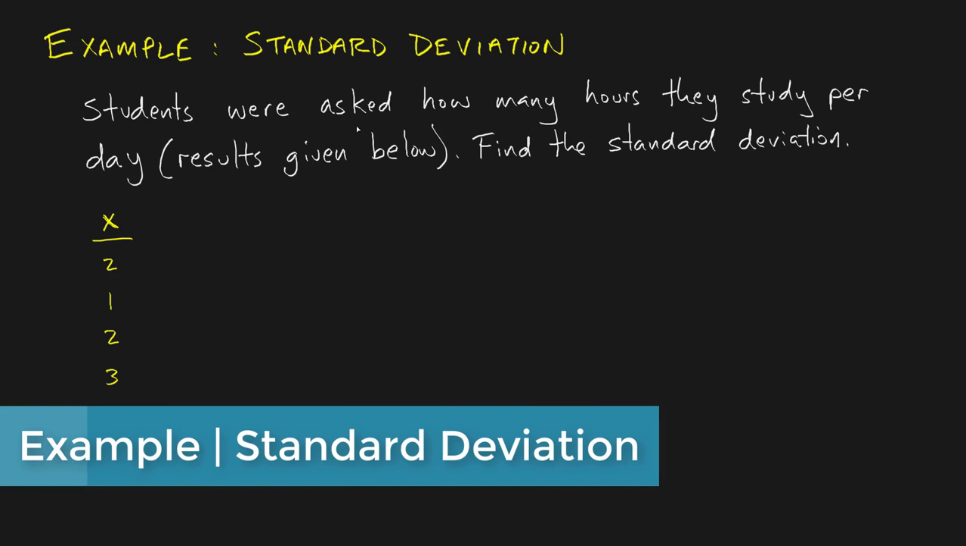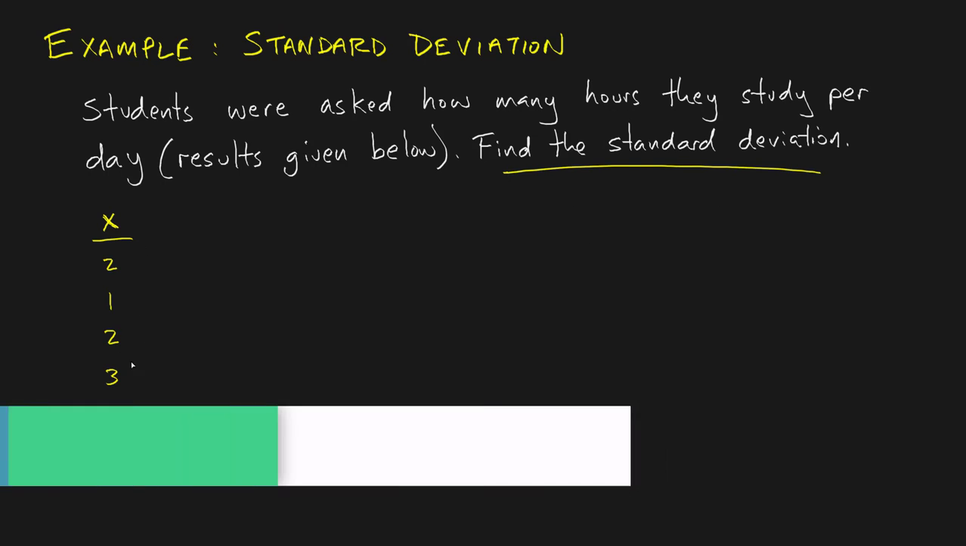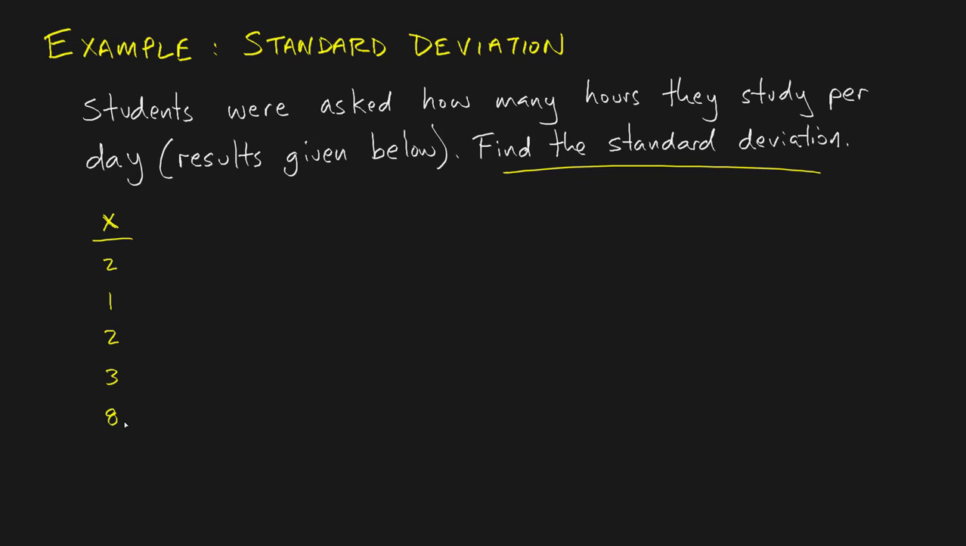Here's an example where we're asked to find the standard deviation. So it says that right here. Find the standard deviation from a list of raw scores. Our setup says students were asked how many hours they study per day. The results are given below. Find the standard deviation.